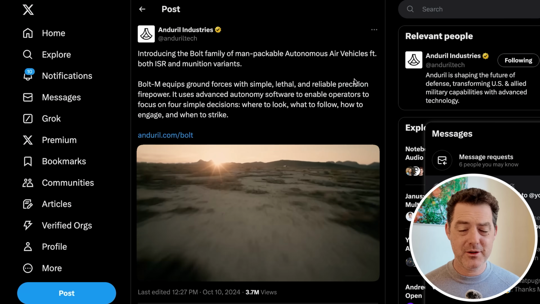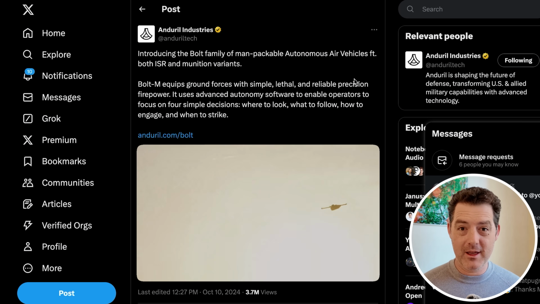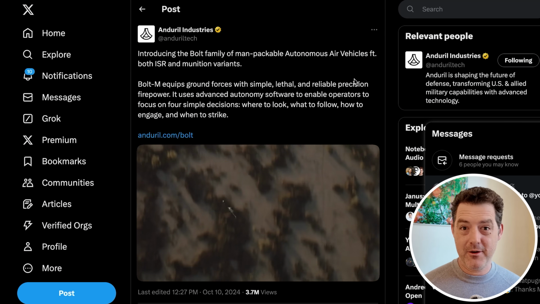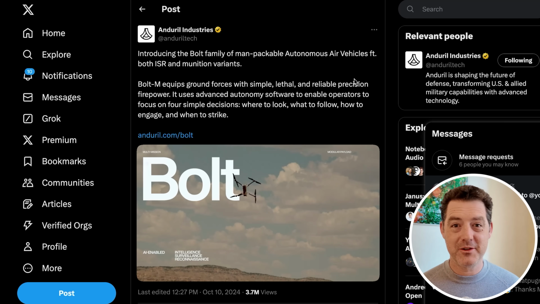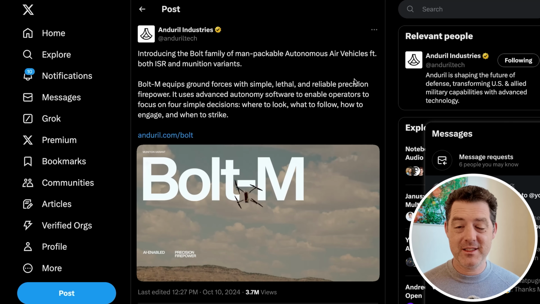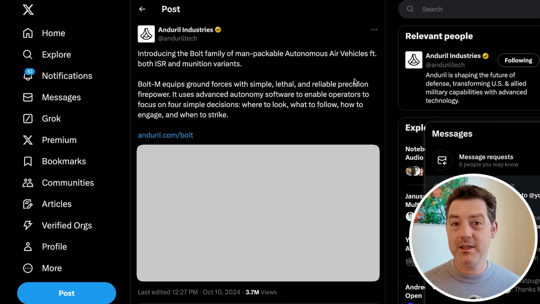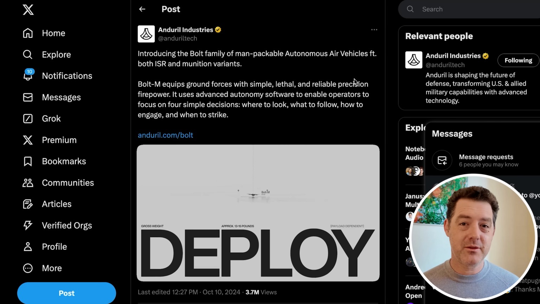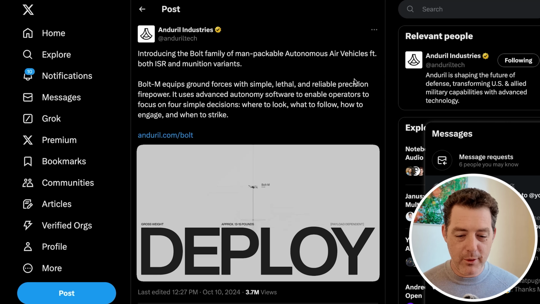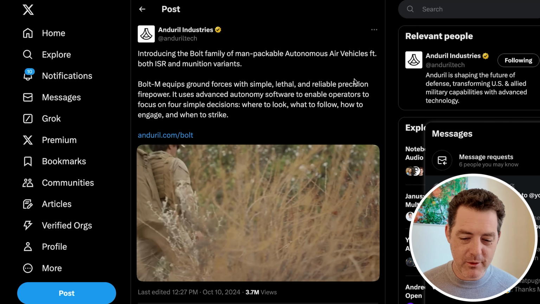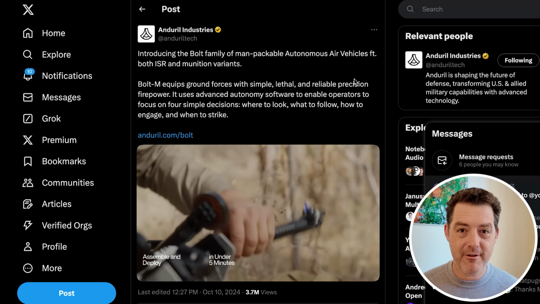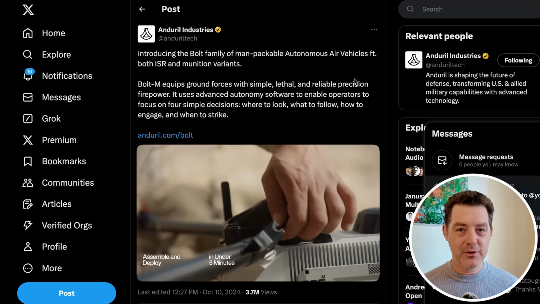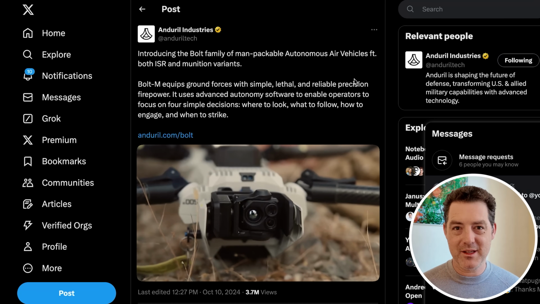Next, Anduril Industries, founded by the co-founder of Oculus, which was acquired by Meta. The founder was really fired from Meta, and then he went on with a huge chip on his shoulder to found Anduril, a defense tech company that really merges artificial intelligence into defense tech. Now just released a new product called Bolt. Bolt is a family of man-packable autonomous air vehicles featuring both ISR and munition variants. Basically, the future of warfare is with these little drones.